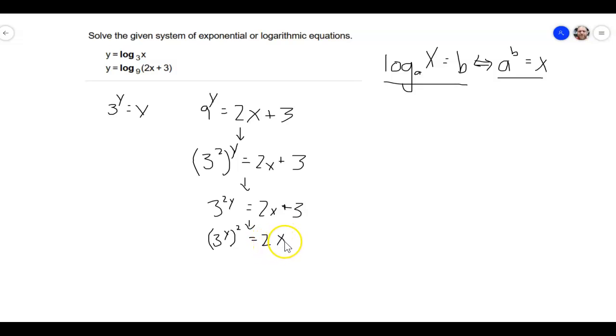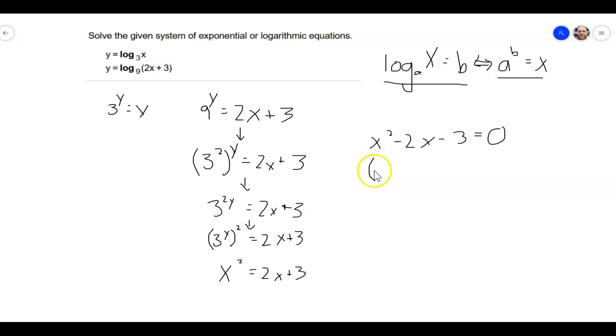So why did I just go through all that work? Well, because I know that 3 to the y is equal to x, right? So now I can just replace this 3 to the y here with x. So x squared is equal to 2x plus 3. And now I have an equation that I can actually work with and solve. So x squared, subtract 2x and 3 from both sides: x squared minus 2x minus 3 is equal to 0.